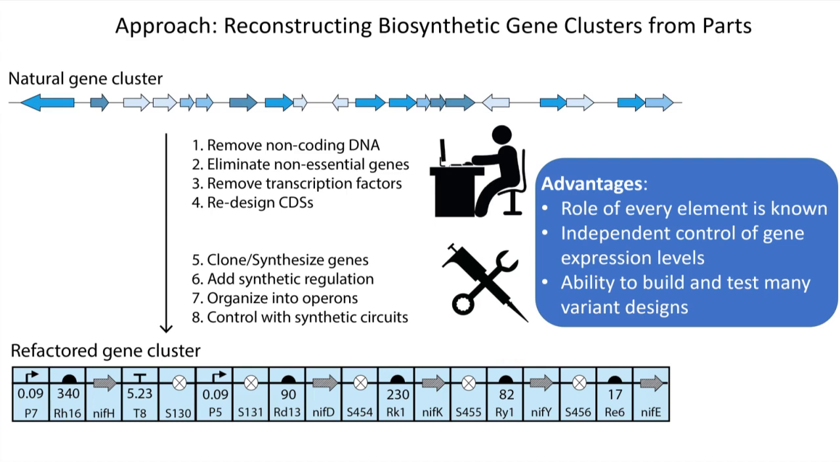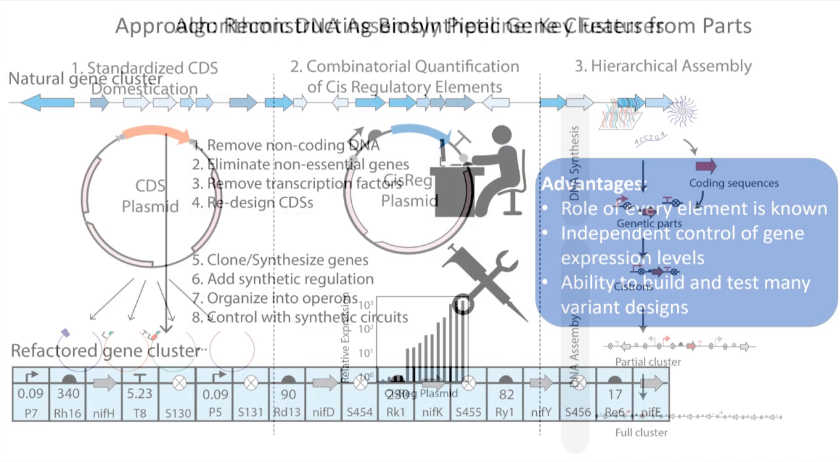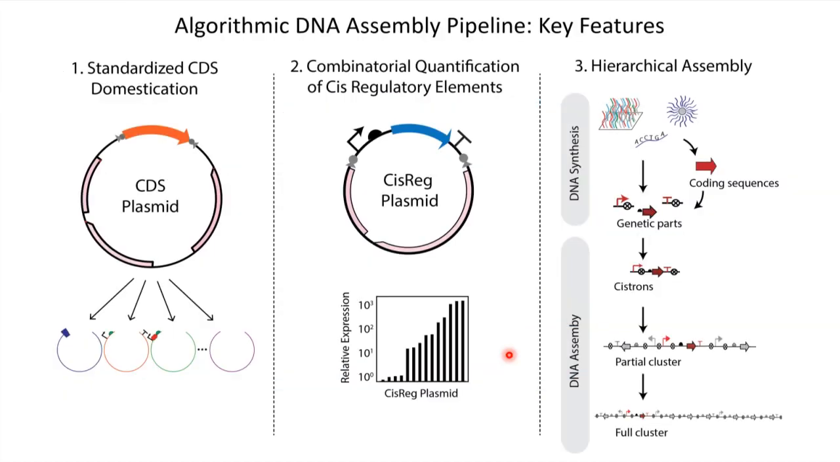And so we do that in our lab using an algorithmic DNA assembly pipeline. And on this slide, I'm highlighting the key features of the assembly pipeline that we use in our lab. I'll walk through this slide in reverse order, starting on the right and moving to the left. And I'll start by mentioning that we use a hierarchical assembly approach. So we use DNA synthesis, again, from commercial vendors to produce our component genetic parts.